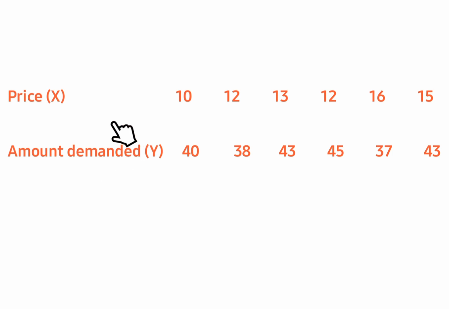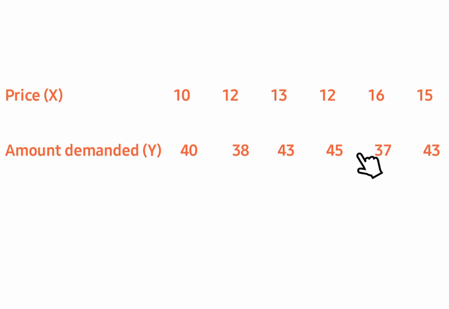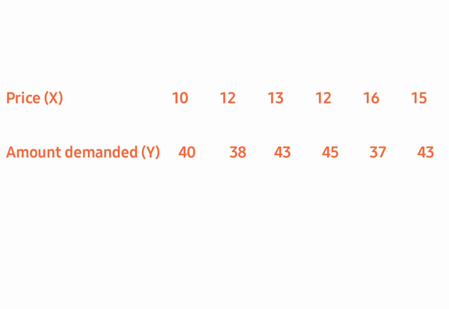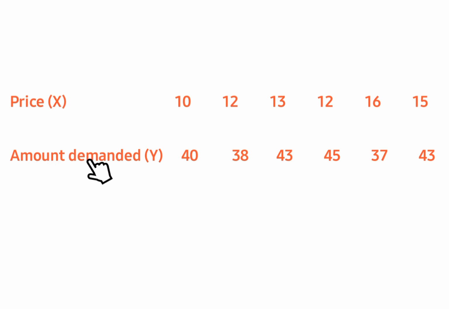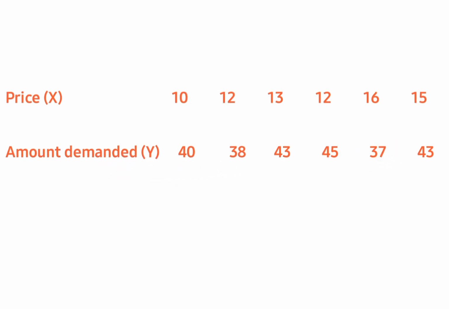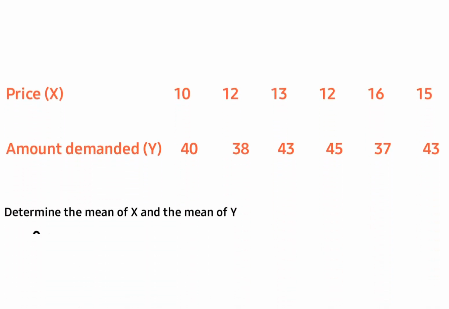This table here shows the price of goods and the corresponding amount demanded. Looking at this table, we could see the price of goods is denoted with X, while the amount demanded is denoted with Y. Now, let's go through the various steps involved to accomplish this task. First step says, determine the mean of X and the mean of Y.